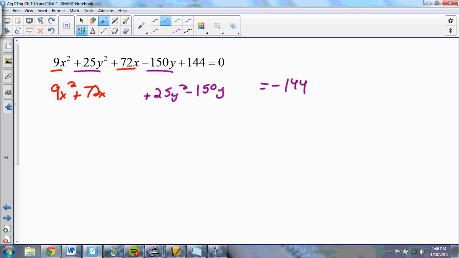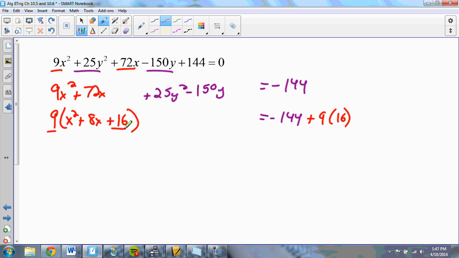Before you try and do your b over 2 squared, factor. Factor this first. Now, my b value is 8, so b over 2 is 4, and b over 2 squared is 16, so I put a plus 16 here. But it was really 9 times 16. I don't worry about that inside the parentheses. Over here on the left, I just put the 16. Here on the right side, it's 9 times 16.